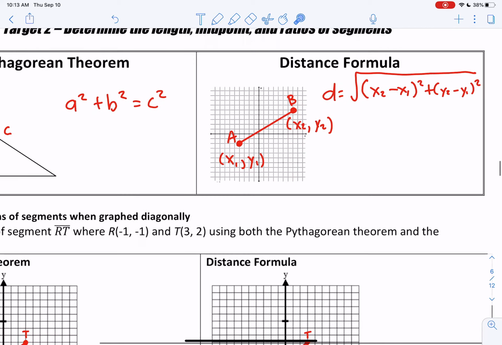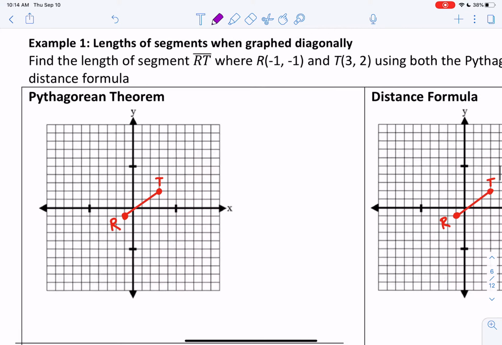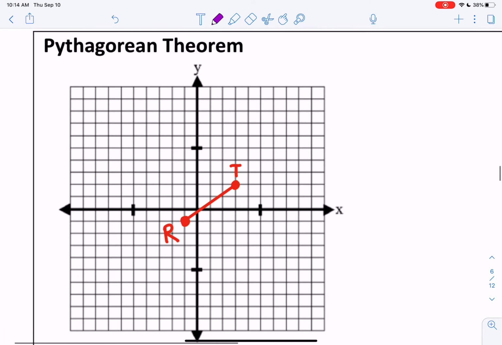All right, so like I said, the Pythagorean theorem is where all this comes from, and I'm going to show you what exactly that means here. So go ahead and plot the points R and T. If you need to pause the video, that's fine. R is (-1, -1), and T is the point (3, 2). First things first, I want to use the Pythagorean theorem to find the distance from R to T.